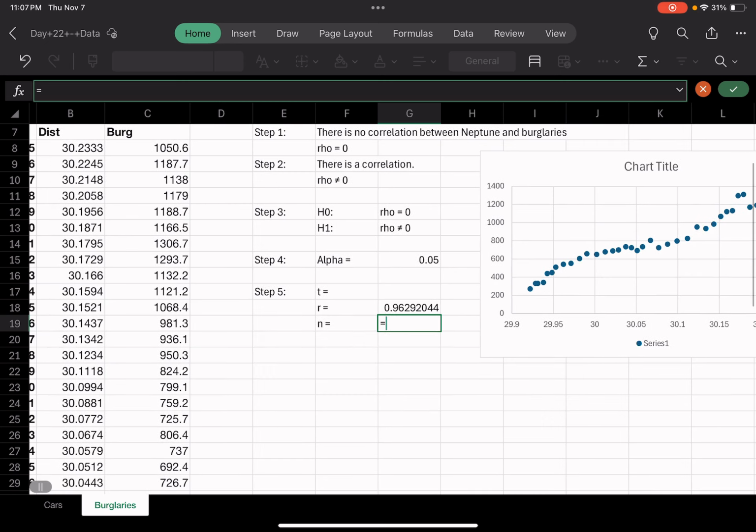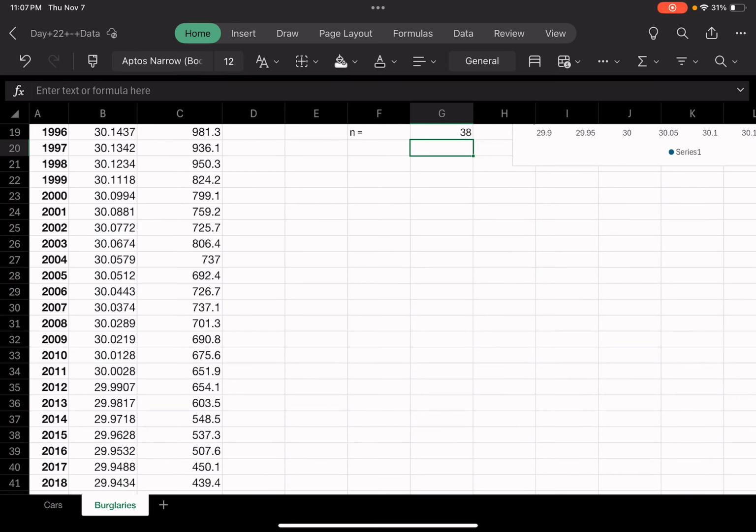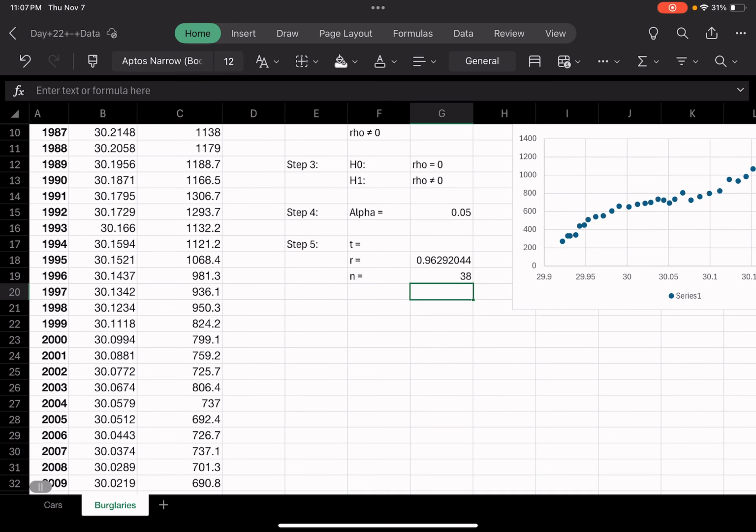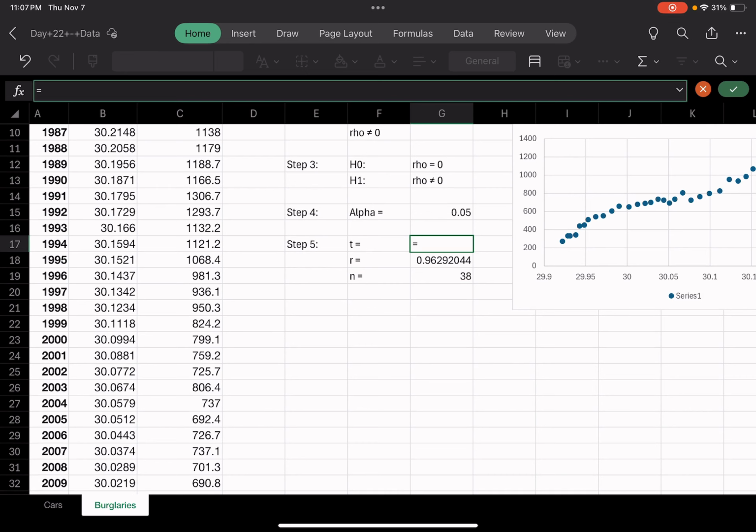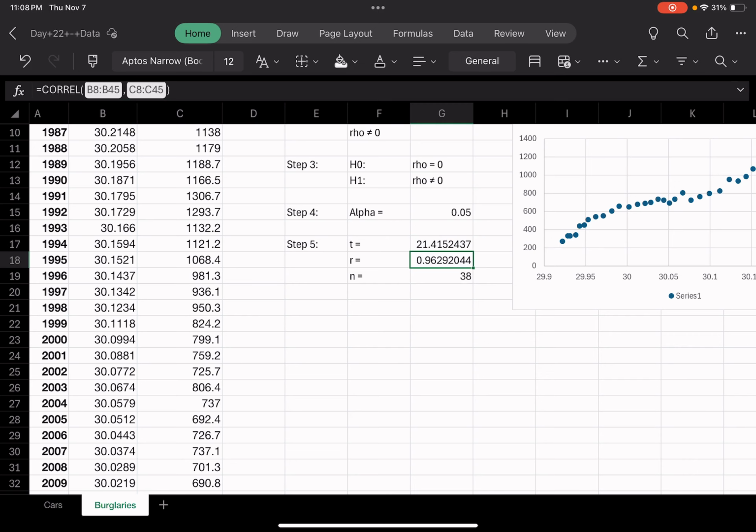All right, let's see. n equals COUNT. Count this up. I think it might have told me. Enter. 38. Okay. Equals. Here we go. r divided by square root, parenthesis, 1 minus r squared, divided by n minus 2. Close square root. Enter. 21. That is very high for a t value.